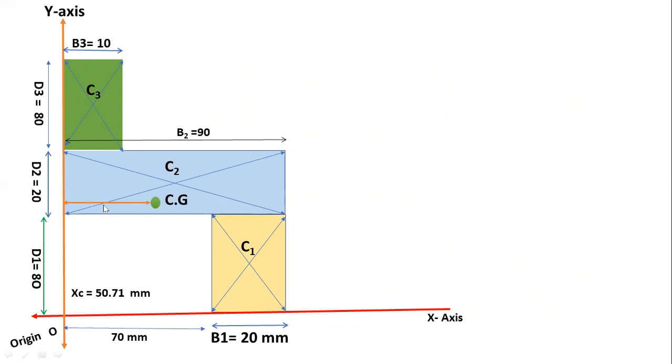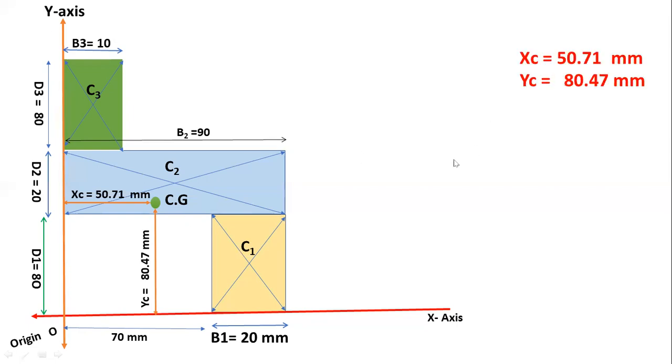XC is the distance of centroid CG from y-axis, and YC is the distance of centroid CG from x-axis. This is the position of the centroid or center of gravity of the given Z section. So here XC is equal to 50.71 mm, YC equal to 80.47 mm. So CG is the centroid or center of gravity of this given Z section, with respect to this origin.